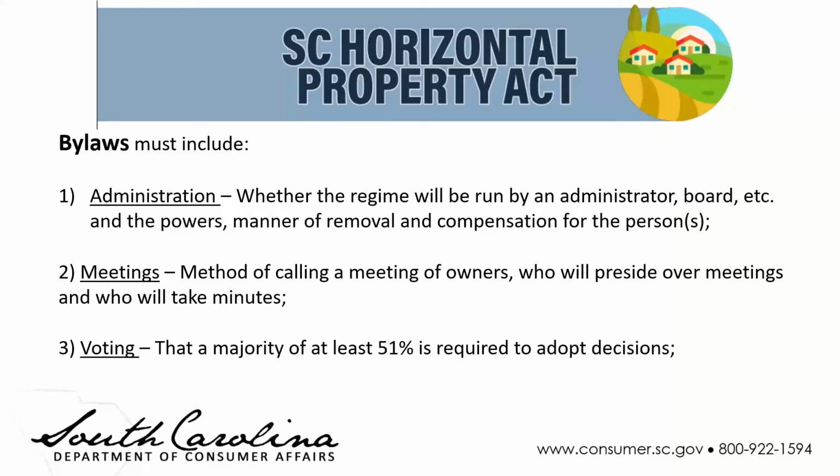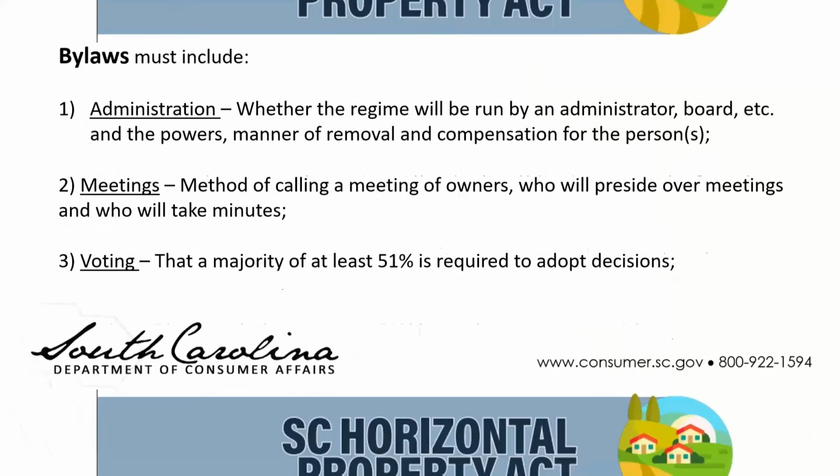As far as voting goes, the Horizontal Property Act requires bylaws include that a majority of at least 51% is required to adopt decisions. So unlike the other laws that we've talked about so far today, you'll see that this Act goes furthest and requires that certain things are included in a regime's bylaws. That's not necessarily the case under the Nonprofit Corporation Act or the HOA Act.